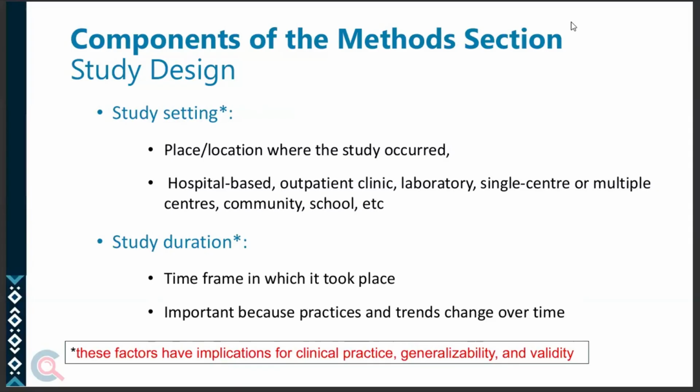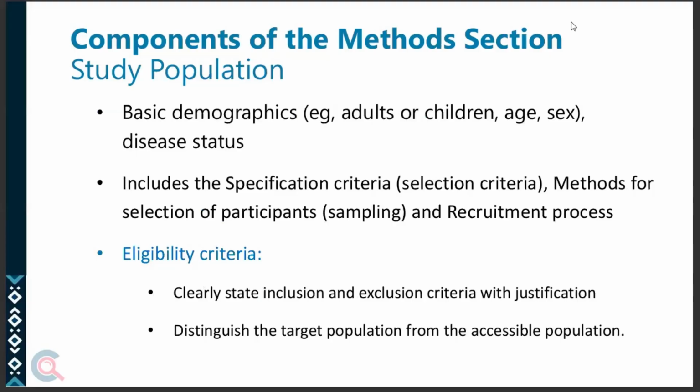For the study duration, you need to specify the time frame in which the study took place. It's important because practices and trends change over time. These factors have implications for clinical practice, generalizability, and validity of your research paper. So it is very abnormal to write your method section and not include the time frame in which the data was collected, when the study was done, where the study was done. These are very important for clinical practice and generalizability and validity of your study.